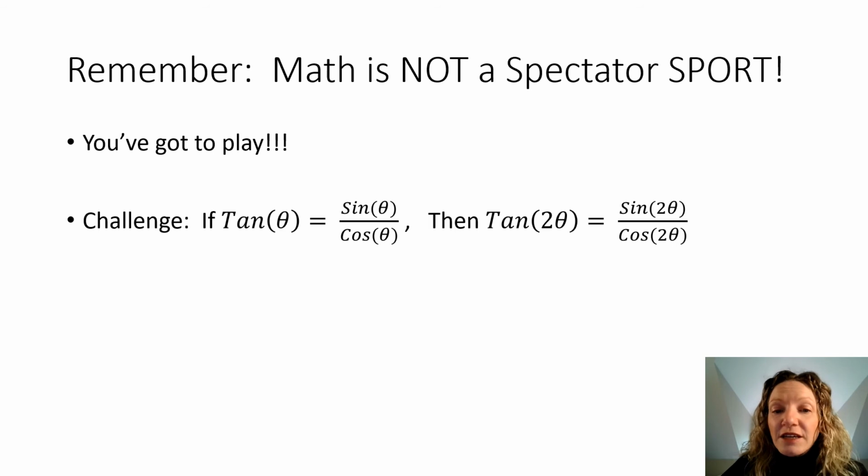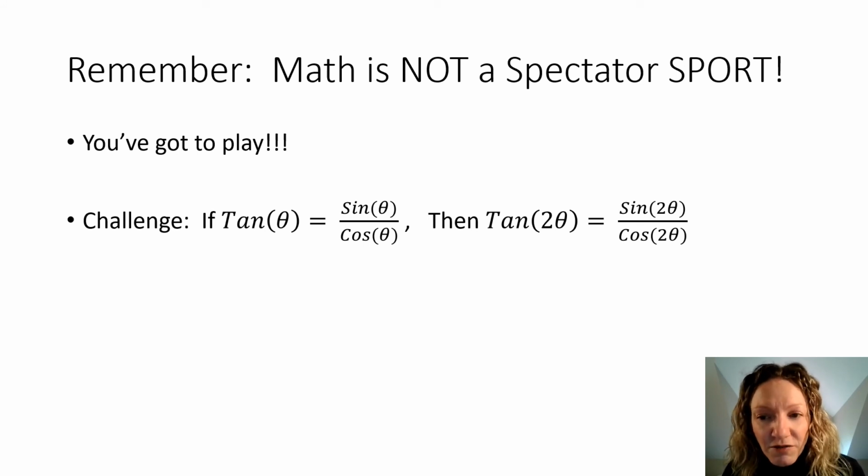We already know tan theta is equal to sine theta divided by cosine theta. We discovered that in the very first video that I did with you. It all came from the circle. So if we have tan of a double angle, remember it's just tan of any angle. If I double the angle, it's still any angle. So that must equal sine of double the angle divided by cosine of double the angle.